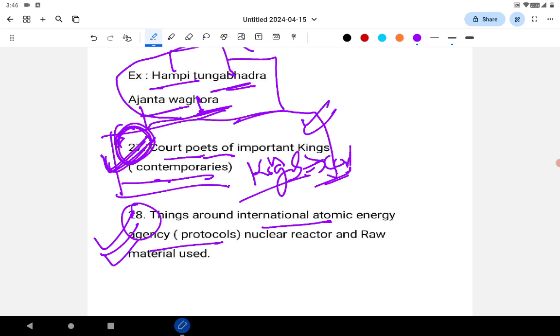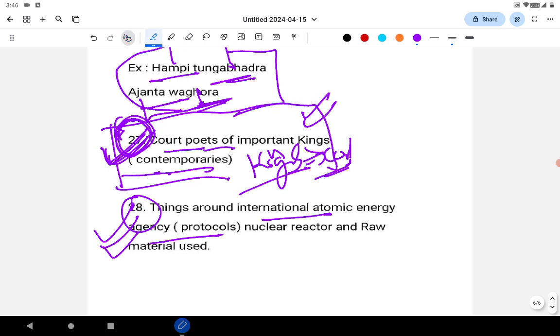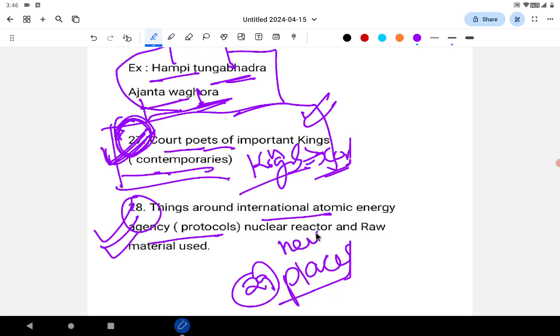The other important thing is, okay, I'll write here, 29th is places in news. Very important. I think UPSC normally asks one question on places in news. While studying current affairs, international relations, whatever places are in the news, just take a white paper and make notes of it. Important 8, 10 or 15 places in news.